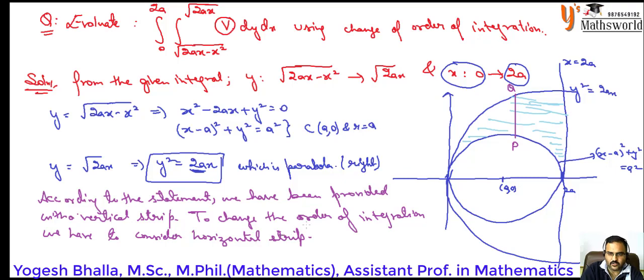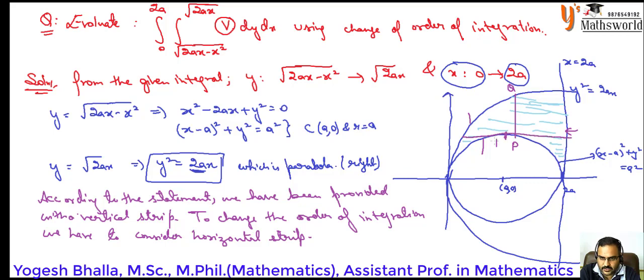Now how can I consider a horizontal strip? The condition should be that both ends of the strip should touch the given curves. What are the given curves? This is the parabola, this is the circle, and this is the line. So we can't touch all of them at one point. So what we do, we divide the given area in three categories. I am dividing in three parts.